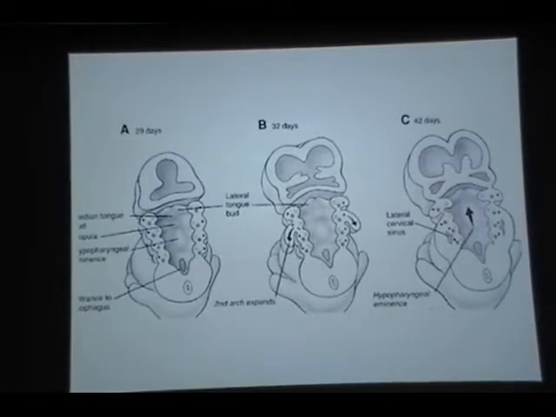This is just showing the same thing. Here's Arch 2 overgrowing those lower grooves. Like I said, sometimes you can get an ectodermal structure that's trapped in there that can produce cyst structures in the neck.